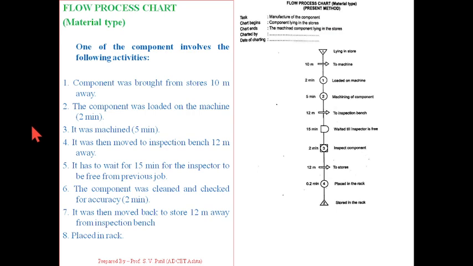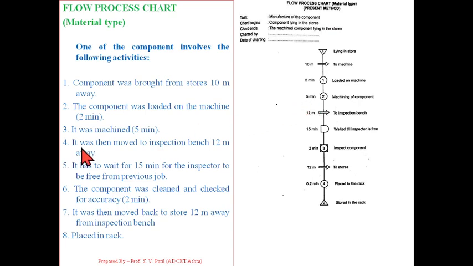Then the third event is that it was machined. So a machining operation is performed. So what is machining? It is removing the material in the form of chips, that is called machining. So that is the third event, and to perform this third event 5 minutes are required. So here there is an entry of a symbol, that is nothing but an operation, and this is the second operation, that's why it is numbered as 2. On the right hand side we have mentioned machining of a component. On the left hand side we are supposed to put the time, that is 5 minutes.